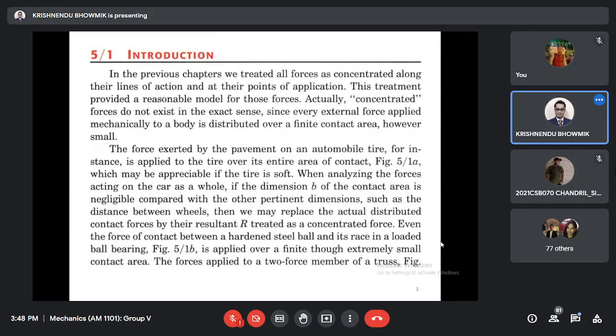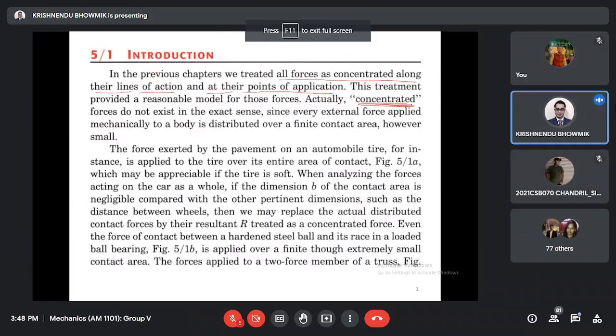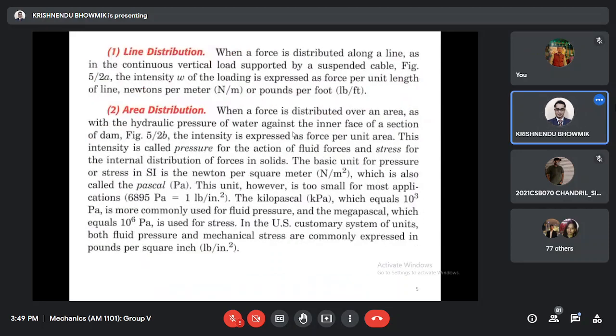Now, if I read from the previous chapters, what we did is we used all forces as concentrated forces acting along their lines of action and at their points of application. But this concentrated force is only an assumption. In reality, it is not so. Every external force applied mechanically to a body is basically distributed over some finite contact area, however small it may be. So concentrated at a point is our assumption; in reality, it is distributed over a finite contact area. Based on that concept, we'll calculate the centroid or center of gravity.